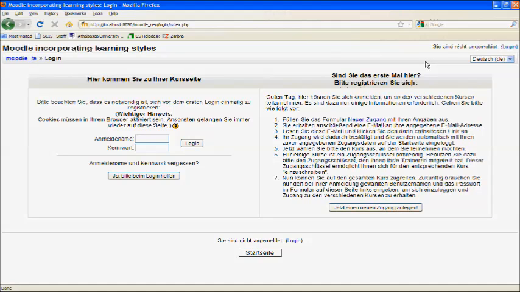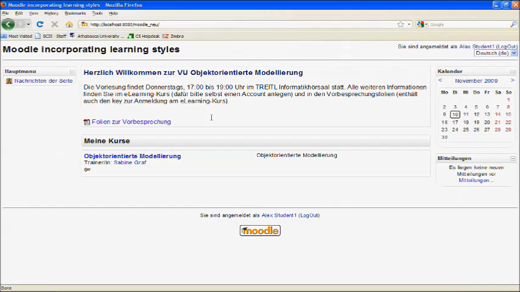Okay, so here you can see our course. You can also see that the course is in German because it has been taught at the university in Austria, but I will explain what the differences between the adaptive courses are. So let's start and log in as an active learner. So I'm going to the course itself. The course is about object-oriented modeling.